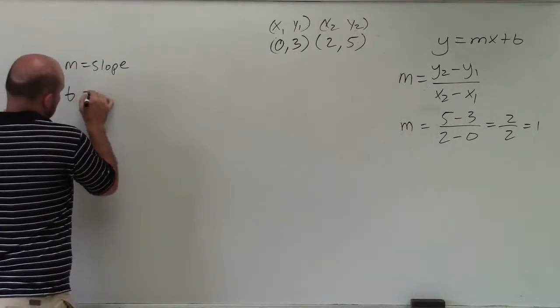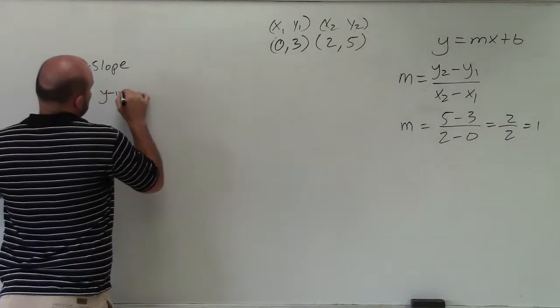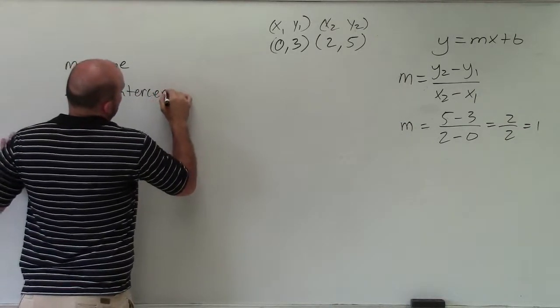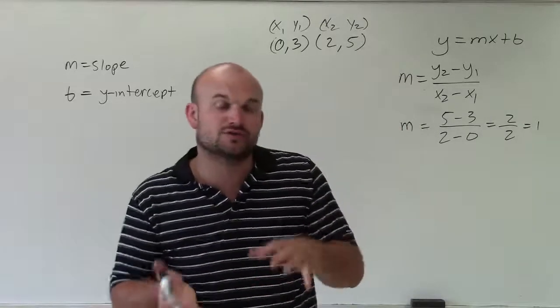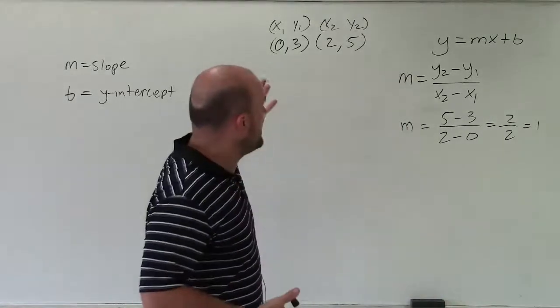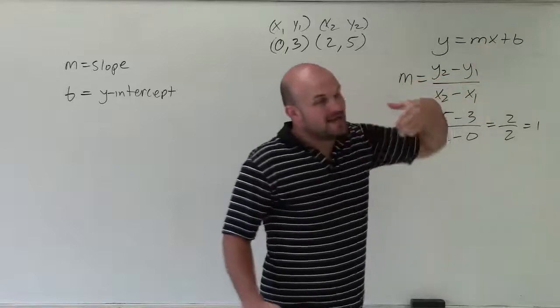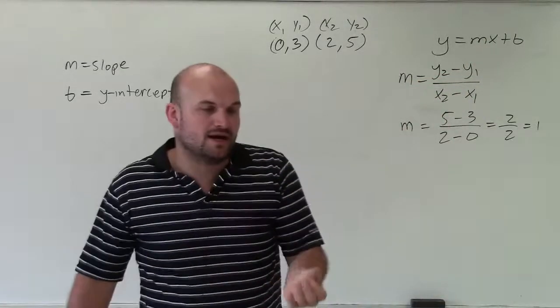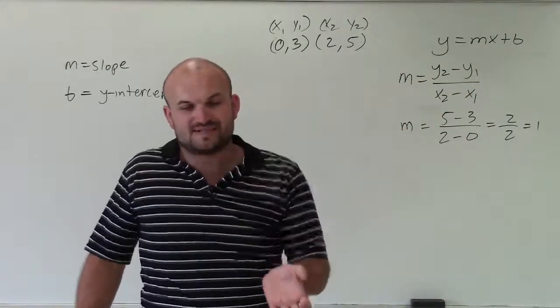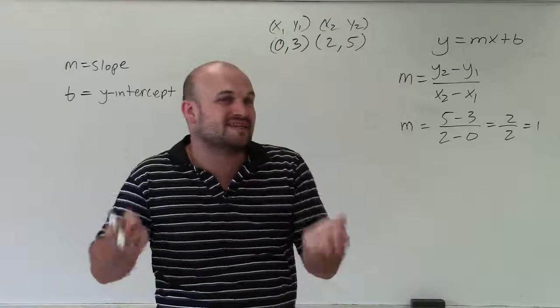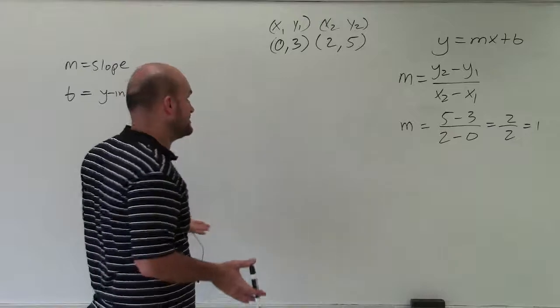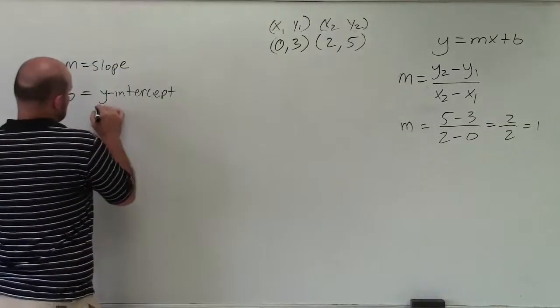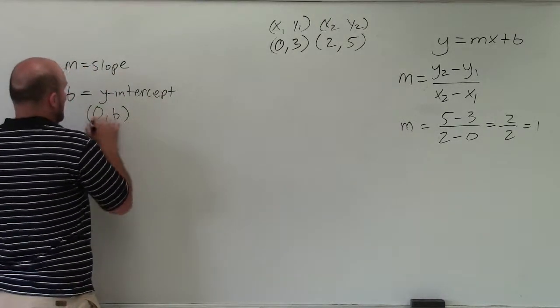Now, b is the y-intercept. And what's nice about b is that slope is a ratio of the change in y-coordinates over the change in x-coordinates, and we represent it as a slope. Now b we represent as a constant, but what b represents is not a ratio, but a point. It represents the point where the graph crosses the y-axis. And what's most important about this is that the point is (0, b).